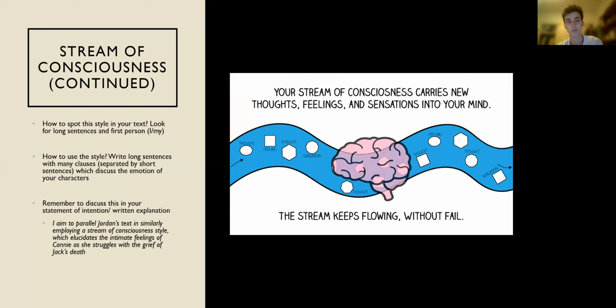So as I said, firstly, you might want to try to spot this in your text. Now, this is a definite feature in 9 Days, but if you're doing a different book, you might look for long sentences or first person. And using the style, we also want to use long sentences with many clauses, which present the emotion and the thinking of the characters. And remember that if you do use this in your story, of course, you've got to explain it in your written explanation. So you might write something similar to, "I aim to parallel Jordan's text in similarly employing a stream of consciousness style, which elucidates the intimate feelings of Connie as she struggles with the grief of Jack's death."